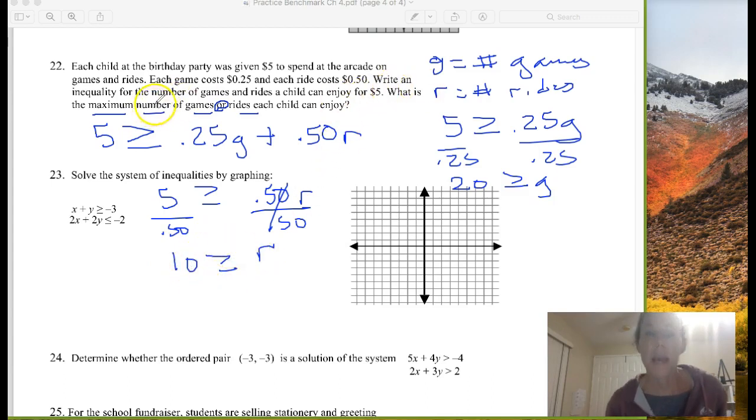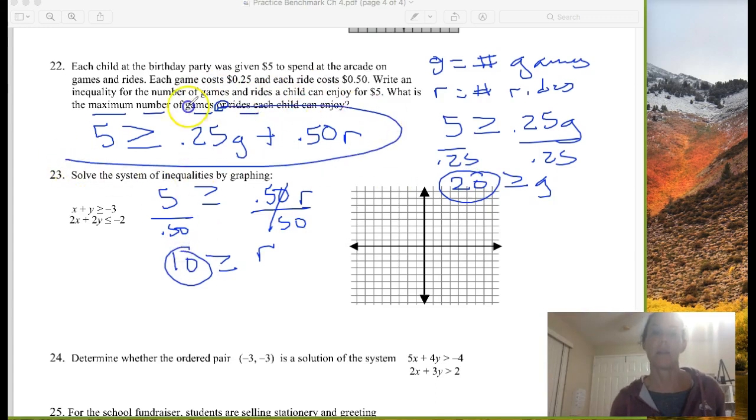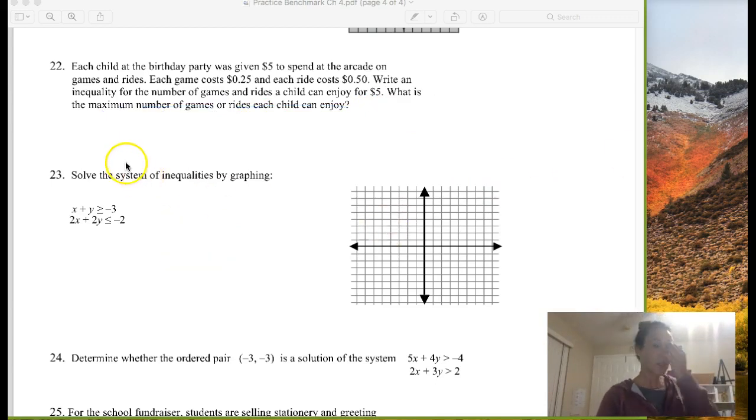So what's the max number of games they could do? 20. What's the max number of rides? 10. Okay, and there's an inequality for both. That was B if you only do games or if you only do rides, not if you do both. There's different things that you could do if you did a certain number of games and a certain number of rides. All right, let's do 23.